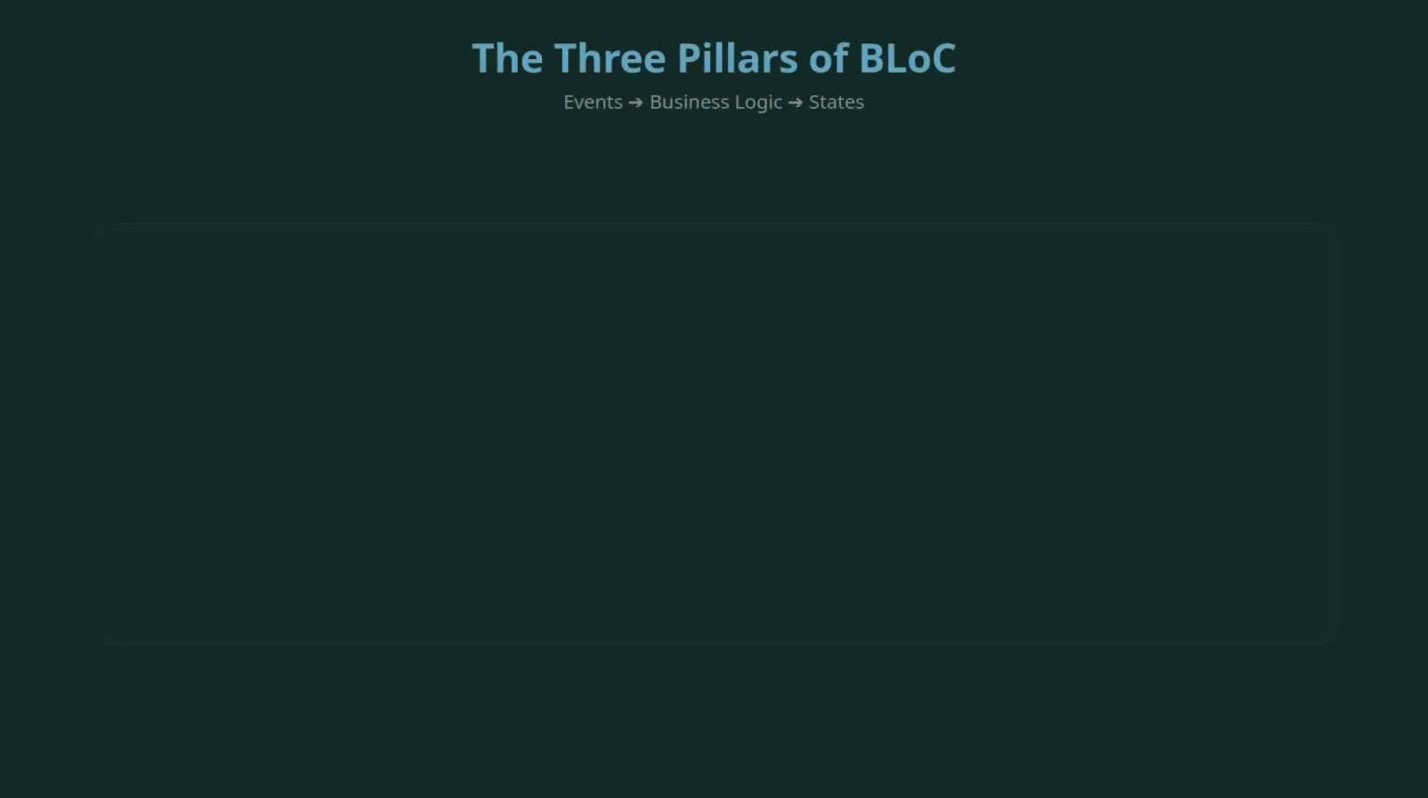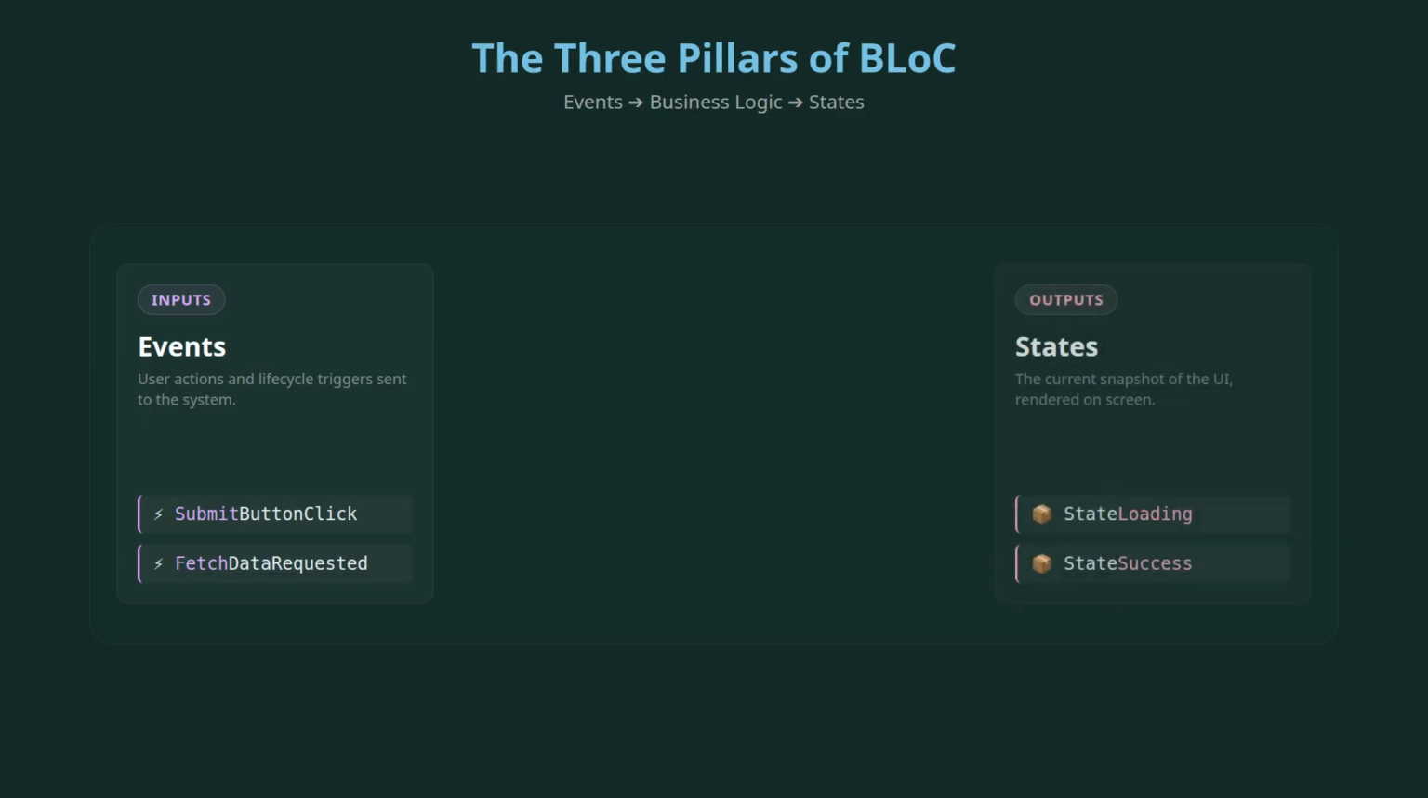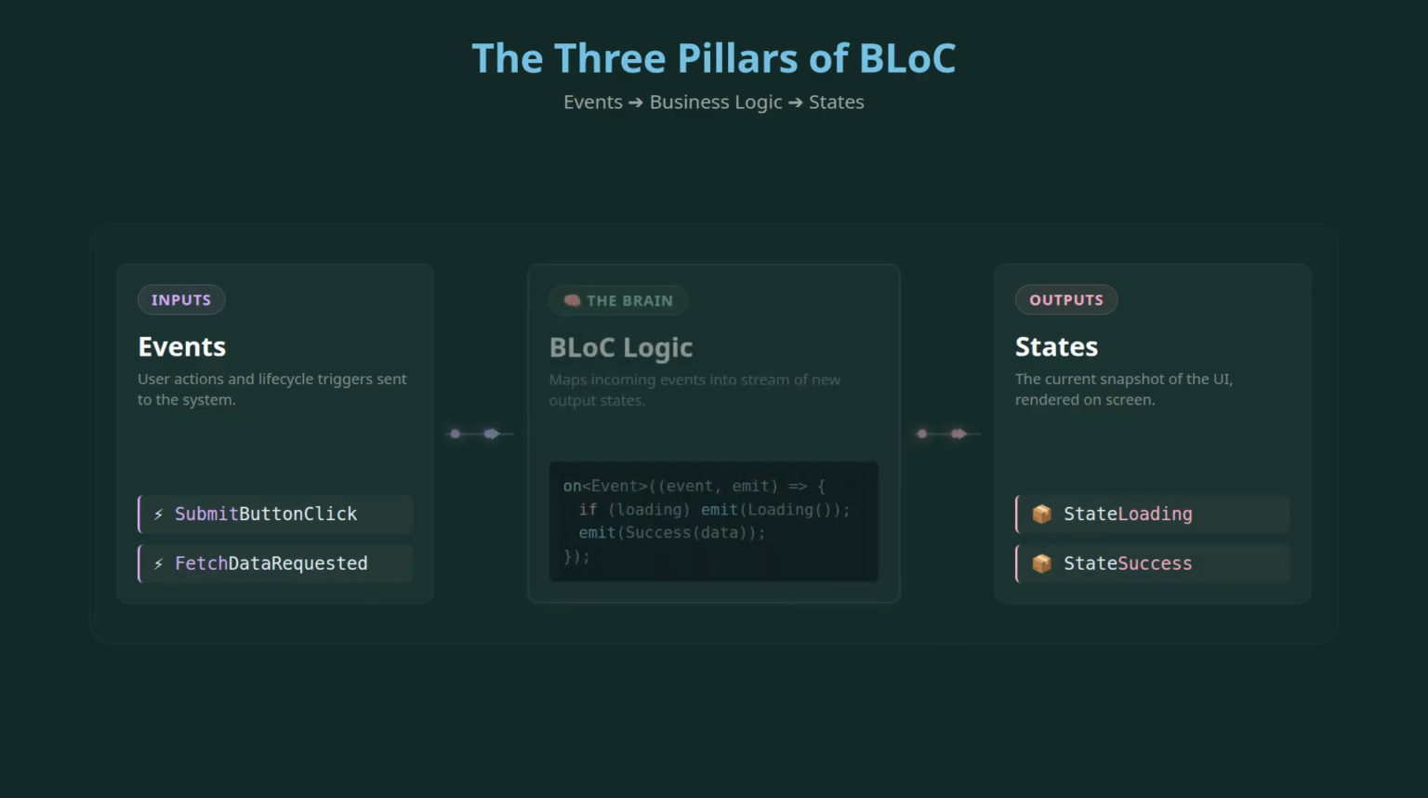Let's break down the three fundamental components of this pattern: events, states, and the BLoC itself. Events are the inputs. They represent user actions, like tapping a submit button or receiving a network connection change. States are the outputs. They represent the current snapshot of your application's data that the UI needs to render. The BLoC is the brain that maps incoming events to outgoing states. For example, when a user triggers a fetch data event, the BLoC transitions the state from initial state to loading state, fetches the data, and finally emits a loaded state with the payload.